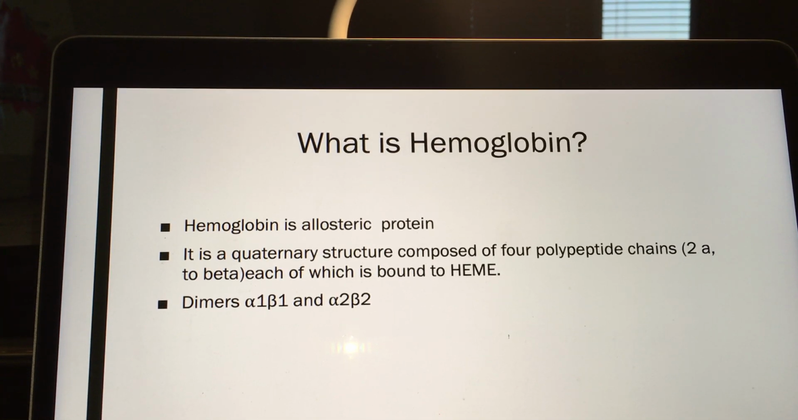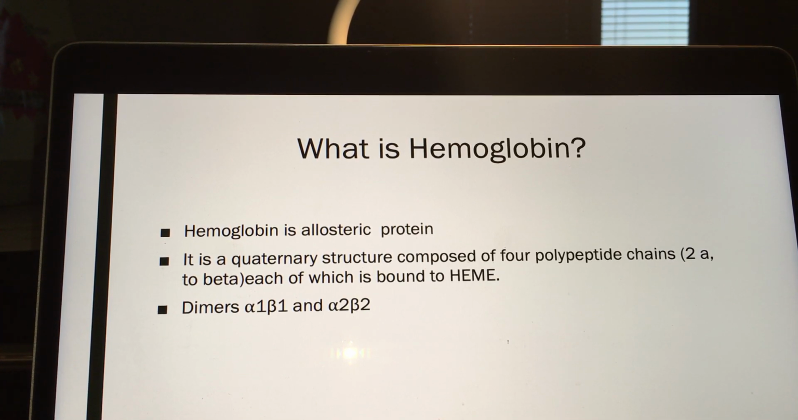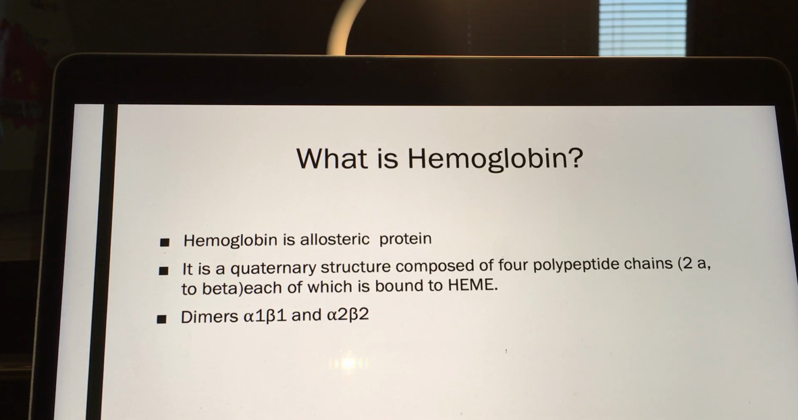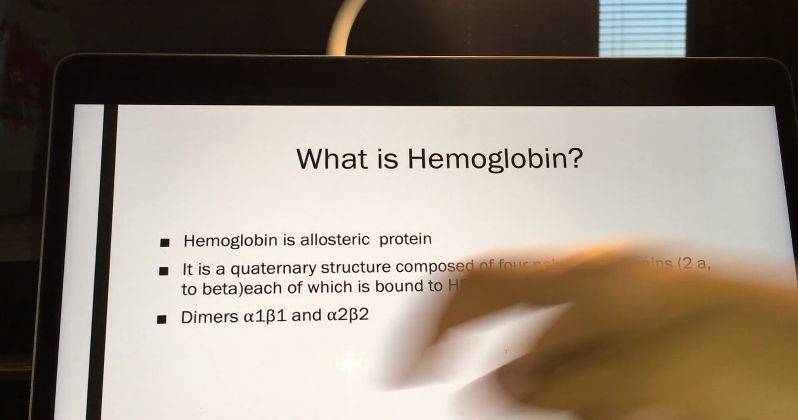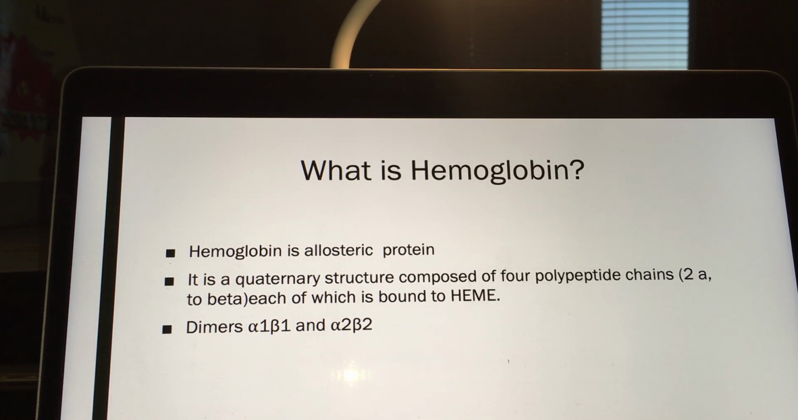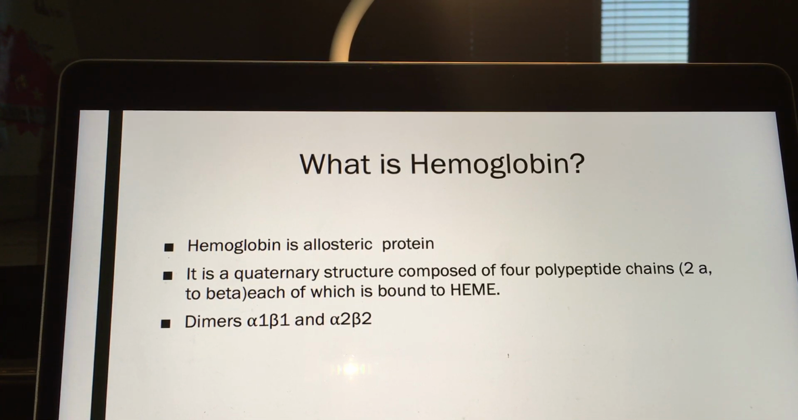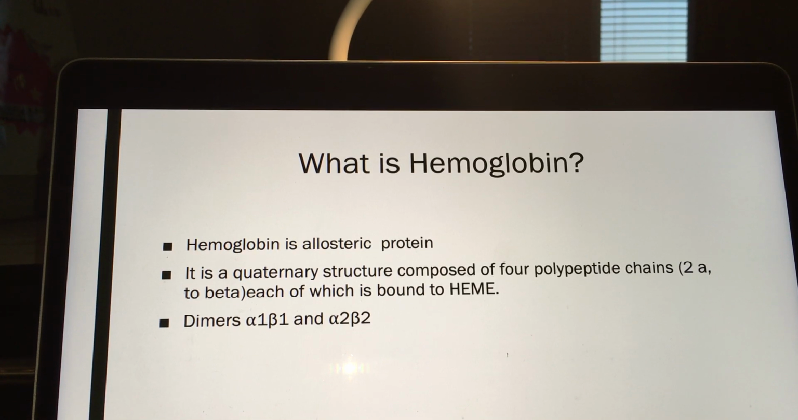So what is hemoglobin? Hemoglobin is an allosteric protein. It is also a quaternary structure composed of 4 polypeptide chains, 2 alpha and 2 beta. Each of them is bound to heme. It's also dimers of alpha 1 and beta 1 and alpha 2 and beta 2. Now we know that fetal hemoglobin is alpha and gamma dimers.